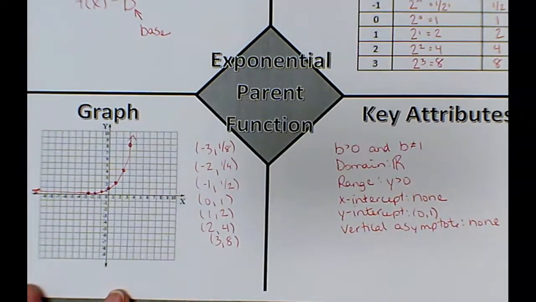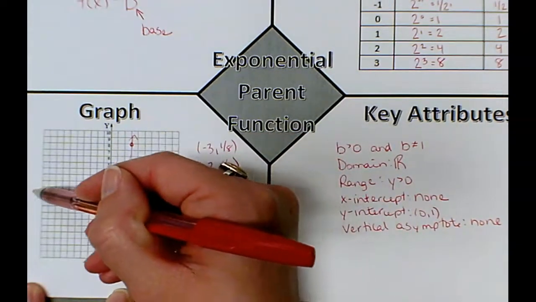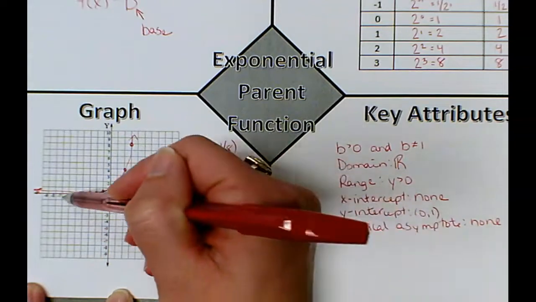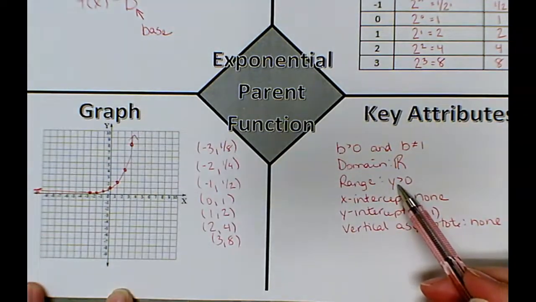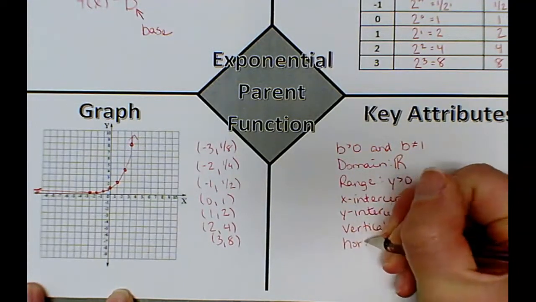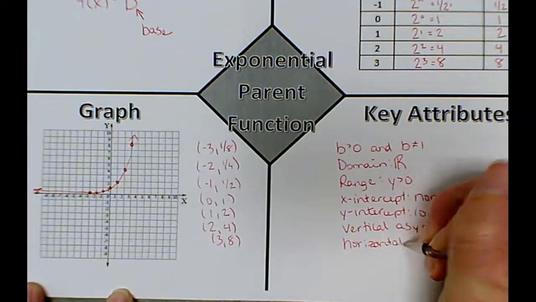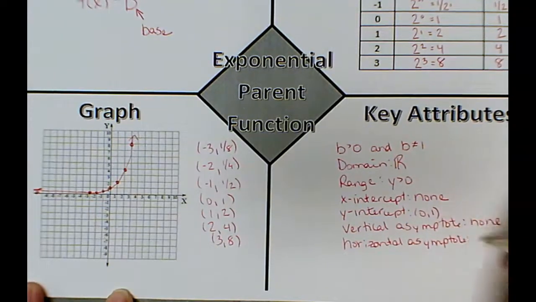But there is a horizontal asymptote. We talked about how this graph kind of flattens out along the x-axis. That's a y value of 0. Our y values always remain positive. The range is all the y values greater than 0, so there is a horizontal asymptote, and it's at y equals 0.